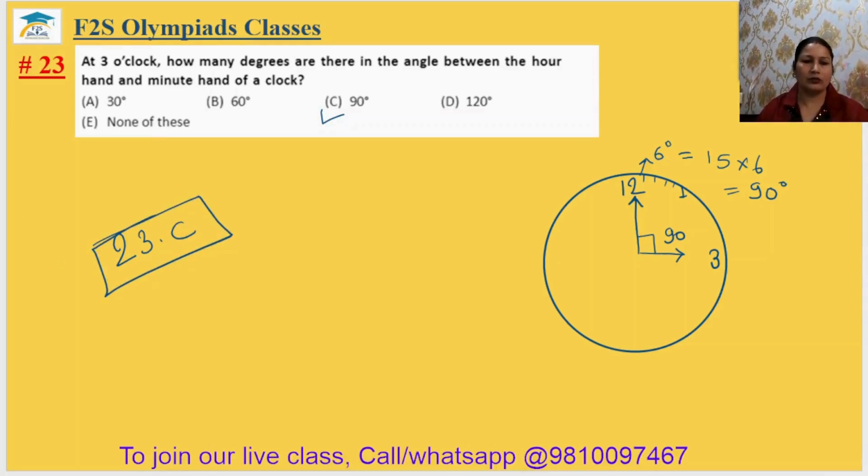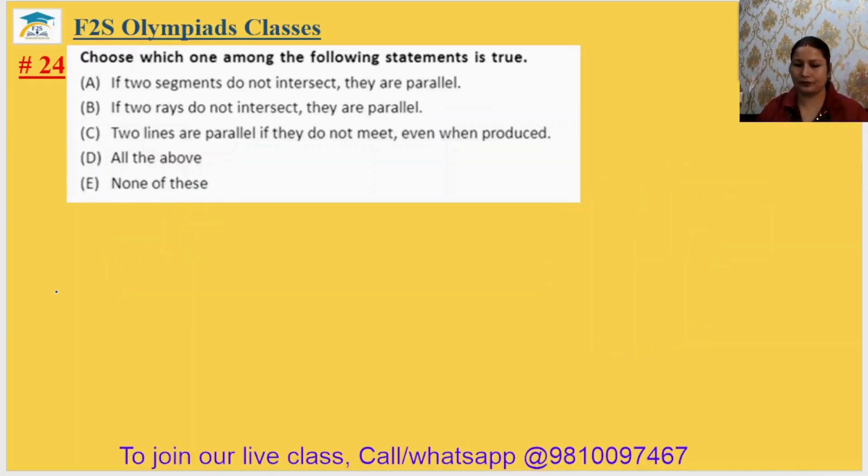Come to question number 24. Choose which one among the following statements is true. If 2 segments do not intersect, they are parallel. So it is not compulsory. Look, these are 2 line segments. I am making 2 line segments and they are not intersecting each other. But the distance between them is decreasing. That's why they cannot be parallel.